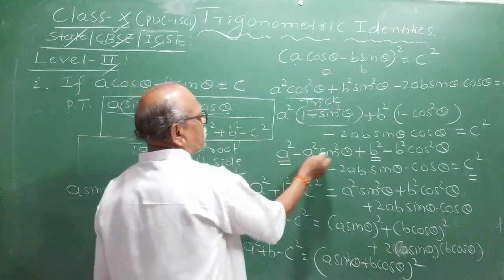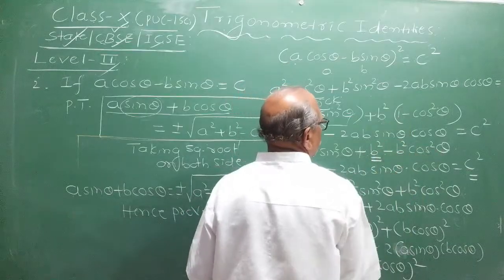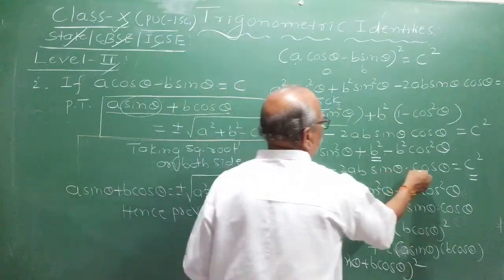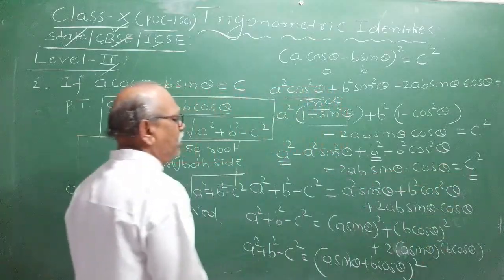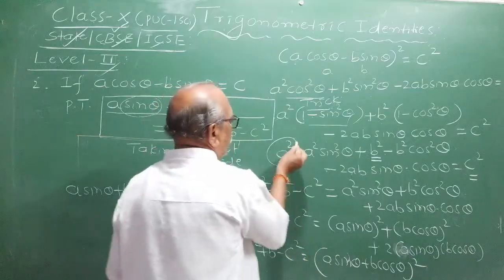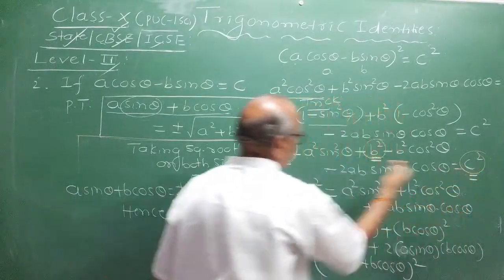A square minus a square sin square theta plus b square minus b square cos square theta, then minus 2ab sin theta cos theta is equal to c square. I am taking the independent terms a square, b square and c square on the left side.